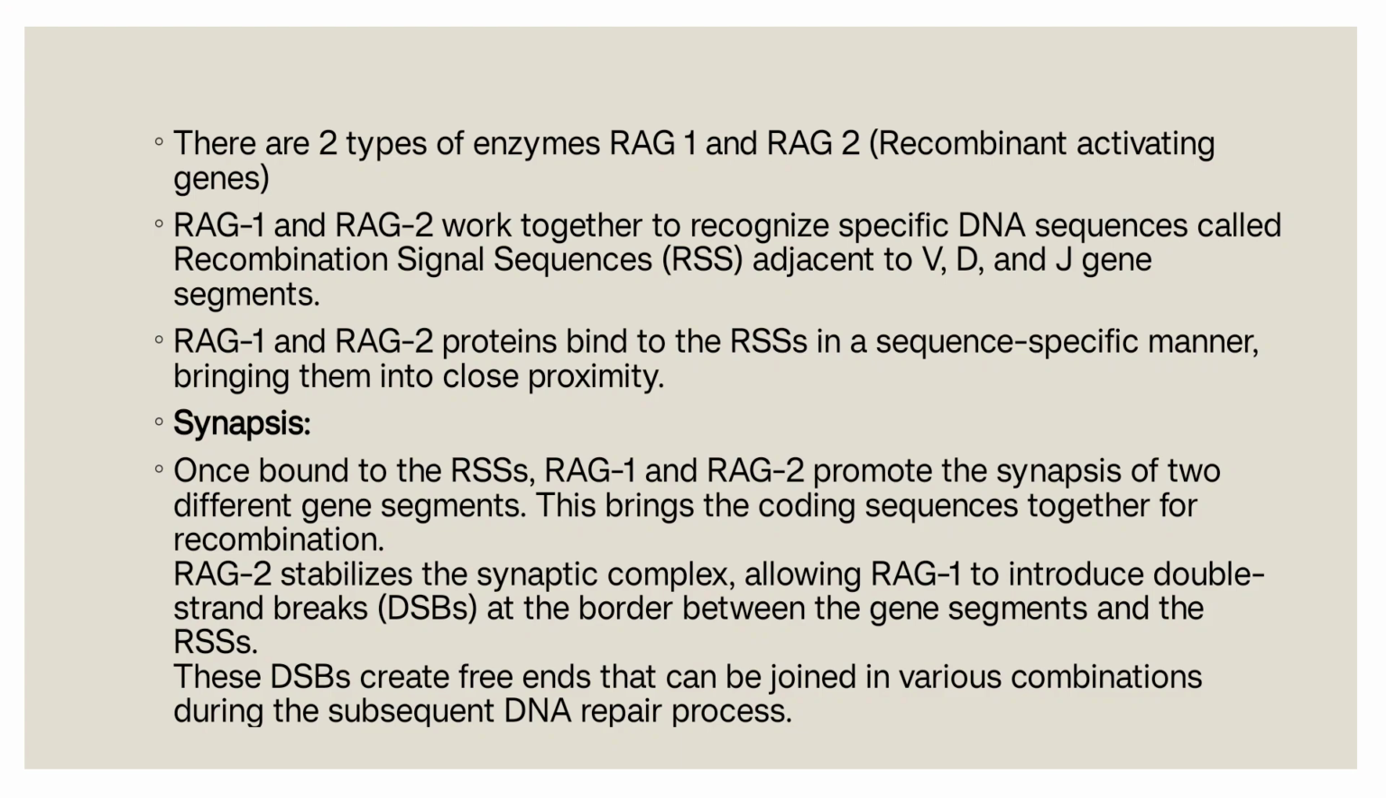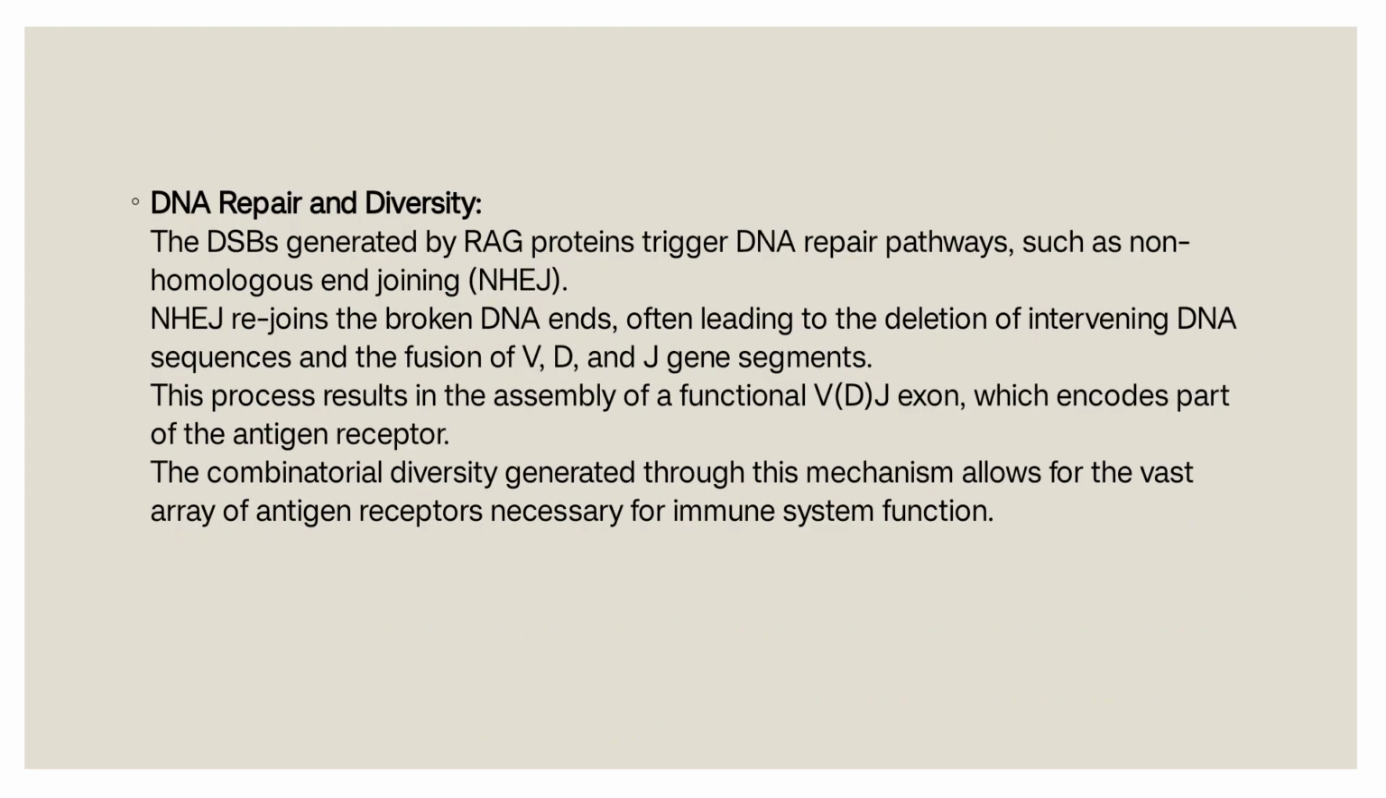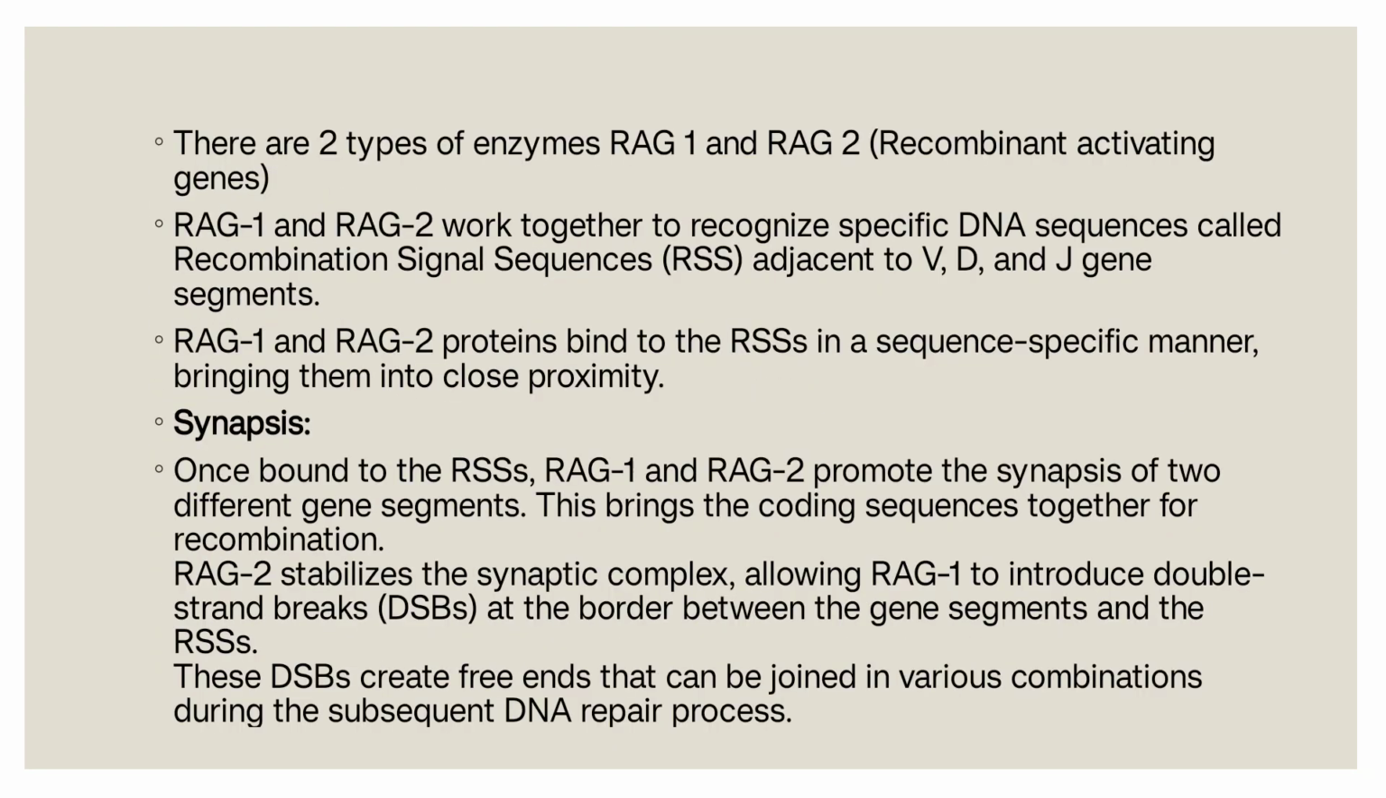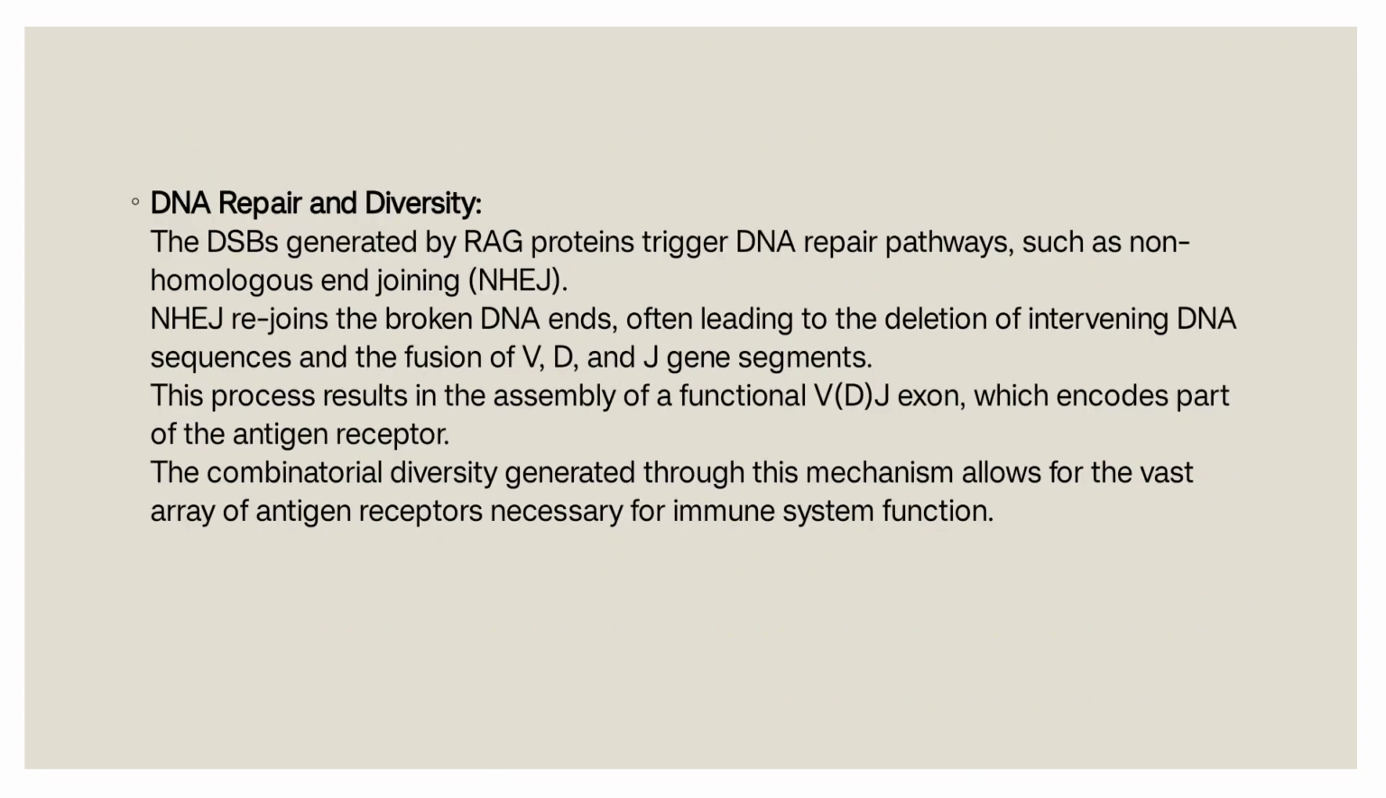Next step is synapsis. Once bound to the RSS, RAG1 and RAG2 promote the synapsis of two different gene segments. This brings the coding sequences together for recombination. RAG2 stabilizes the synaptic complex, allowing RAG1 to introduce double-stranded breaks at the border between the gene segment and the RSS. The double-stranded breaks create free ends that can be joined in various combinations during the subsequent DNA repair process.